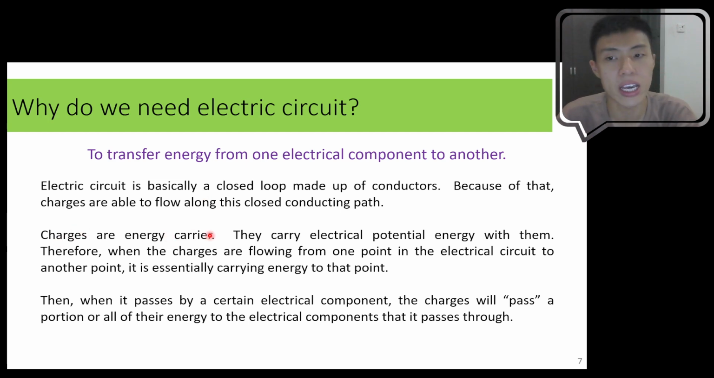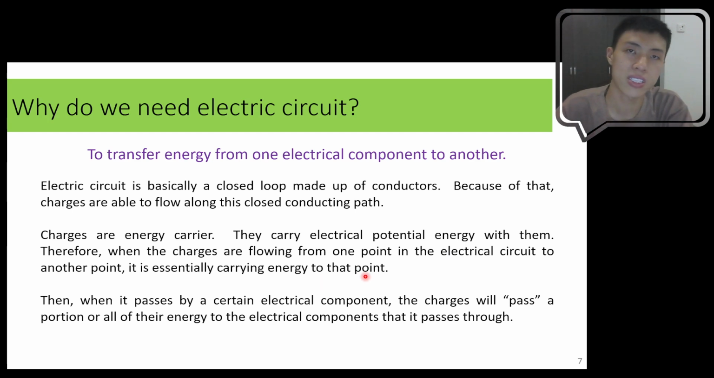So charges are energy carriers. They carry electric potential energy with them, or technically they possess the electric potential energy. Because they are at a high potential region, they possess greater potential energy. If they're at a low potential region, they possess less potential energy. So if they move around from a high to a low potential region, they experience changes to their electric potential energy. Therefore, when the charges are flowing from one point in the electrical circuit to another point, they are essentially carrying energy to that point.